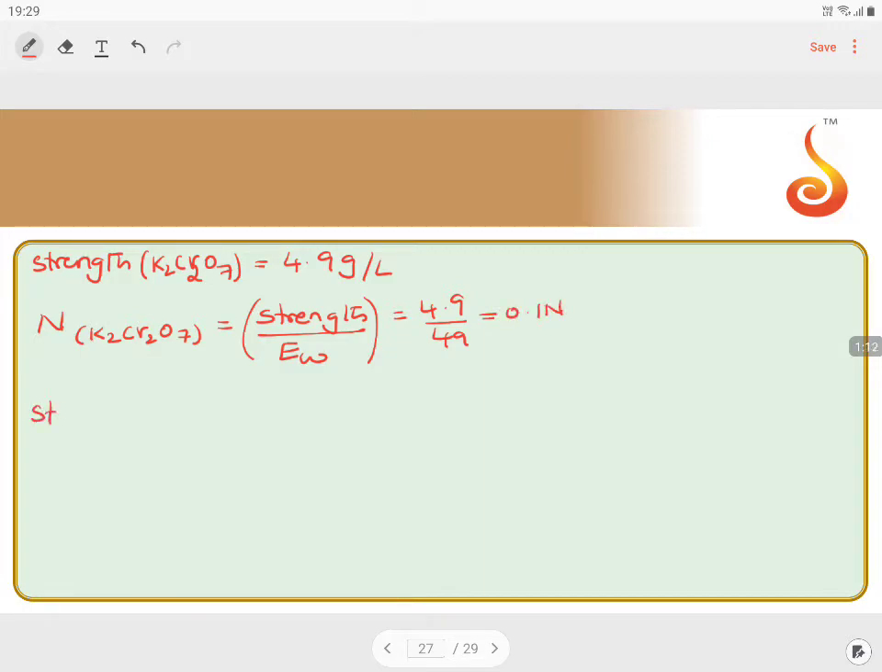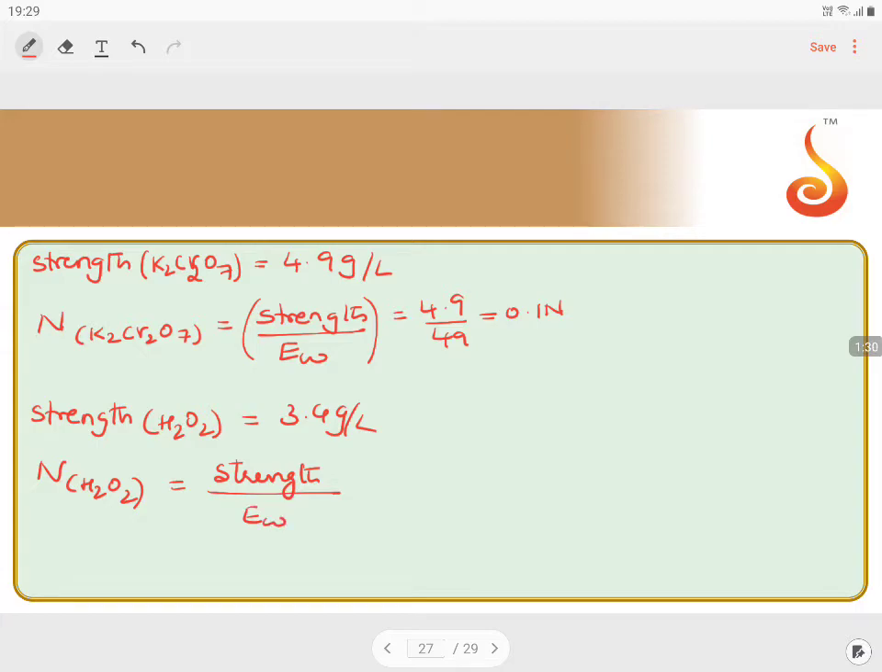Same way, strength of H2O2 given in the question is 3.4 gram per liter. So can we find normality of H2O2 this way? Normality of H2O2 is again strength by equivalent weight of H2O2, which is 3.4 by 17, where 17 is the equivalent weight of H2O2, which is equal to 0.2.